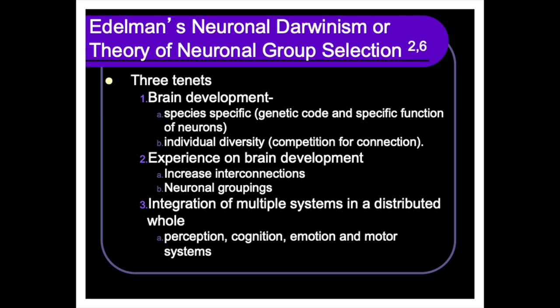And when we get to tenet 3, this is actually the integration of multiple systems in a distributed whole. So we start developing maps which are connected over the whole sensory system, so that perception and cognition and emotion and movement are all interconnected, and those that are related to certain movements start having these stronger maps and relationships to each other.